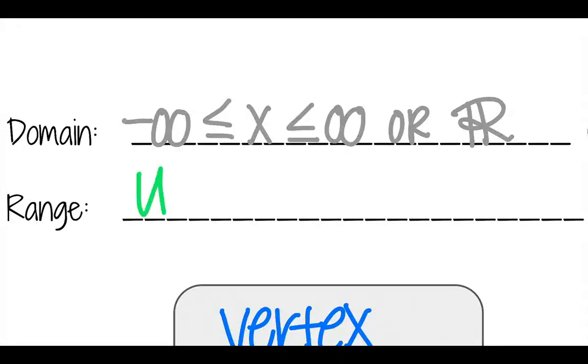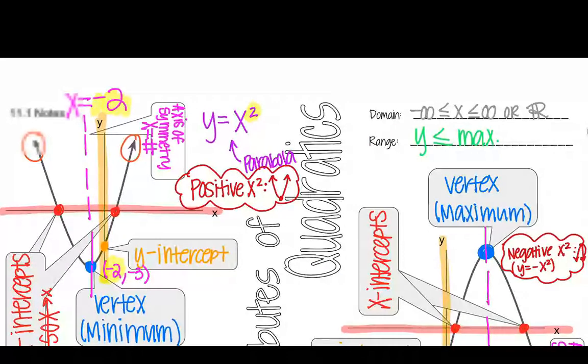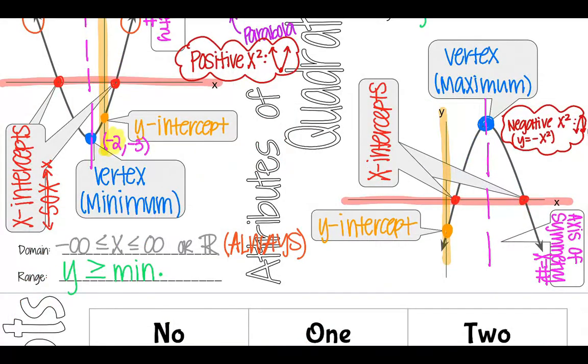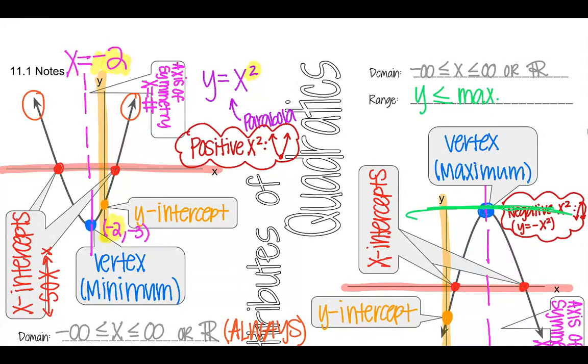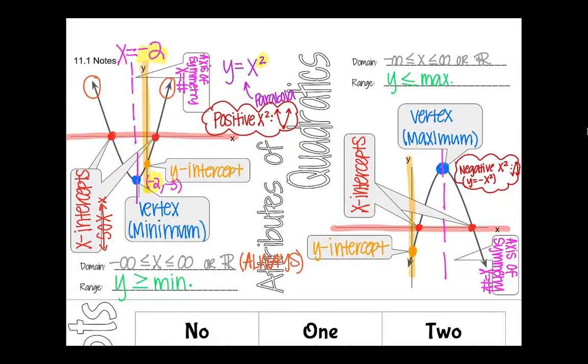Your range is going to be, this time, y is less than or equal to whatever your maximum value is. So over here we had y is greater than, because everything was greater than that minimum point. Now everything has to be less than that max point right here, right? Nothing crosses that line. Okay, so those are the attributes of quadratics. Those are the things that can happen.